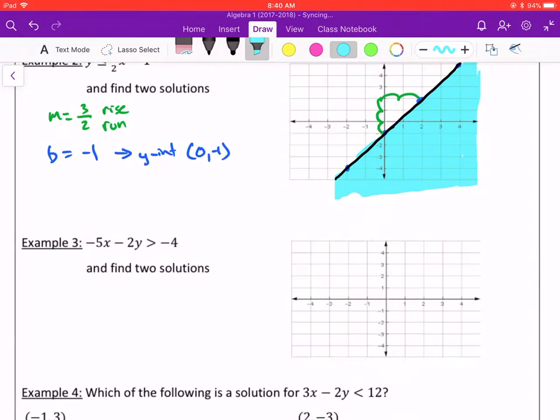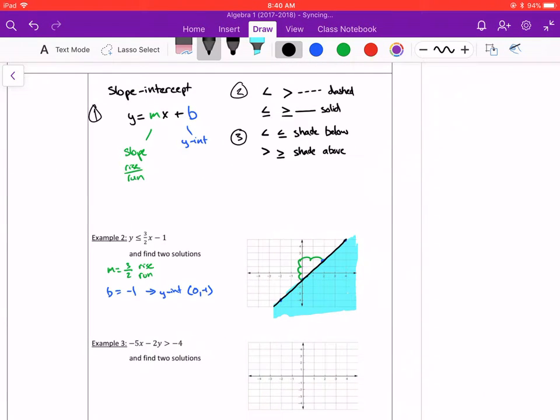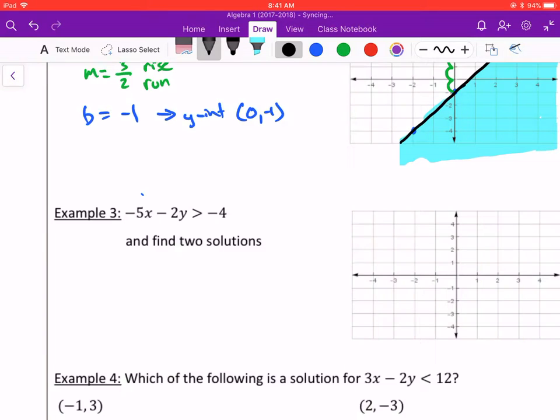This is example 3 from the notes. Again, our first step was to find out if it's in slope-intercept form. And notice how the y is not isolated, right? This is what we want alone. So we've got to get rid of this -5x and that -2. So I'm going to rewrite the problem: -5x minus 2y is greater than -4. Canceling out the -5x first, and again, when I say cancel, we do the opposite. So add 5x to both sides.